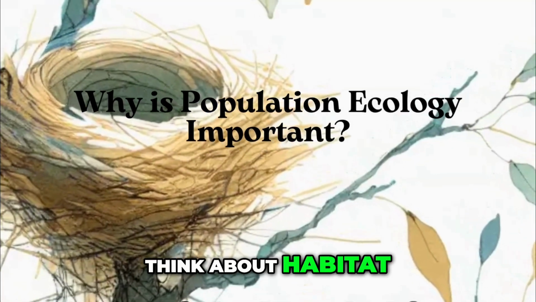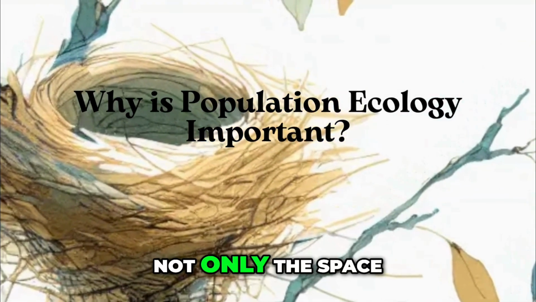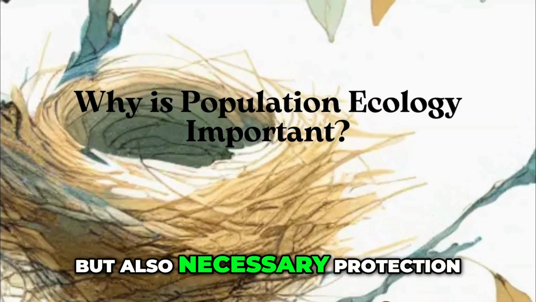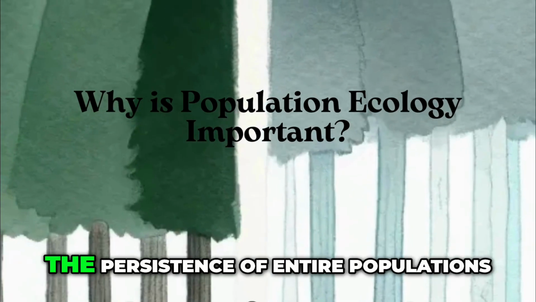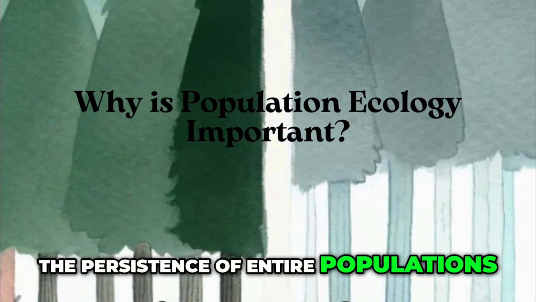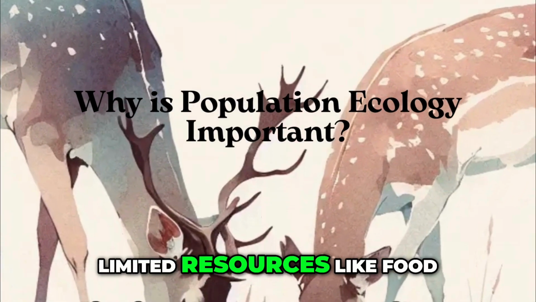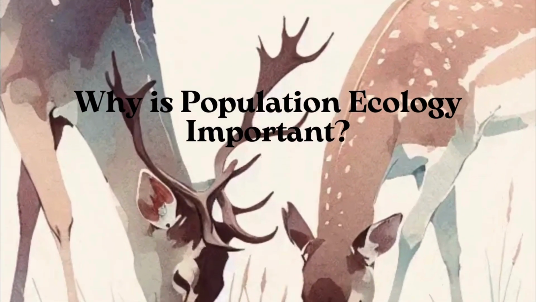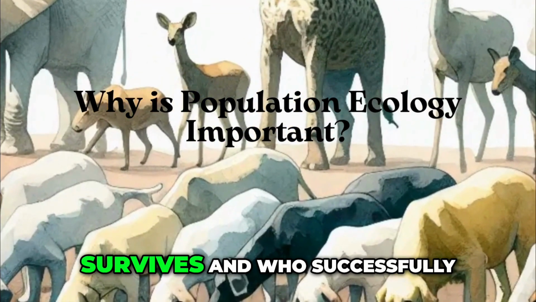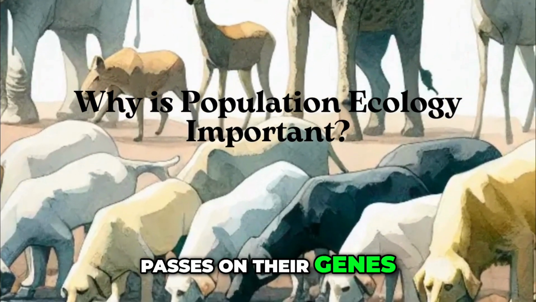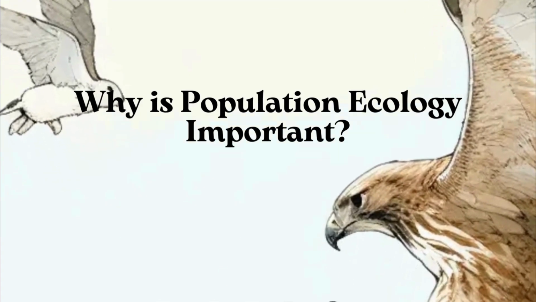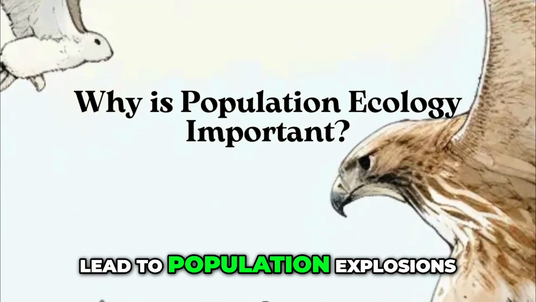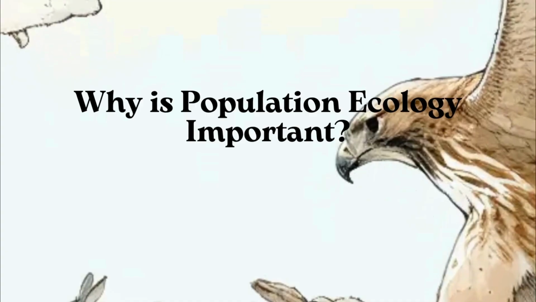Next, think about habitat. A suitable habitat provides not only the space for feeding and breeding, but also necessary protection. However, losing this habitat threatens the persistence of entire populations. Then, there's competition. In the wild, it's a race for limited resources like food, water, and mates. This competition determines who survives and who successfully passes on their genes. Predators also play a crucial role by regulating prey populations. Shifts in predation can lead to population explosions or sharp declines.